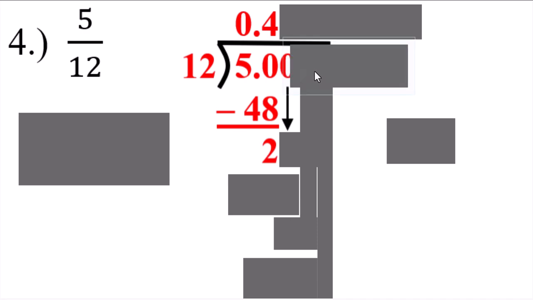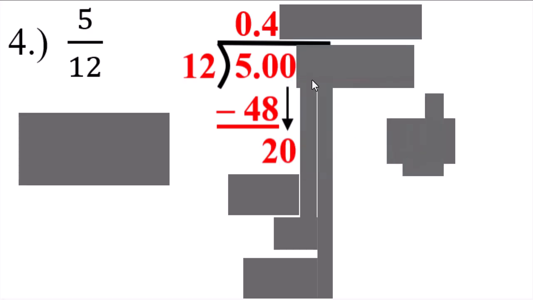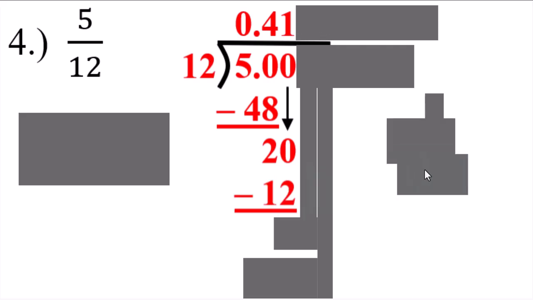And you can do this mentally. How far is 48 from 50? It's only 2 away. Ask yourself, check, is 2 less than 12? It is. So I continue on. Put another 0, bring it down. And repeat the process. How many 12s can fit into 20? If I did 2 12s, that would be 24, which is too high. So I'm only going to be able to do 1 12. So write a 1 up here. 1 times 12 would give me 12.